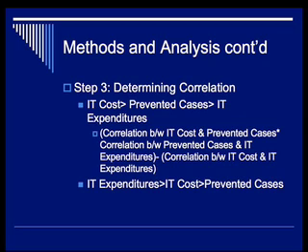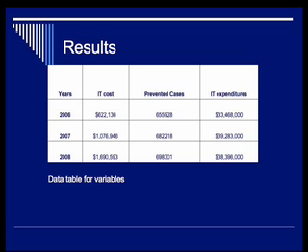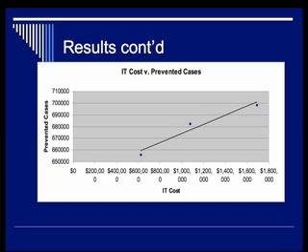For the second, we determined that if there was a lower number of IT expenditures, then it would increase the amount that can be spent on IT, which will further increase the number of prevented cases. The calculation was similar. Here are our results. This table shows the collected data for 2006 through 2008. This graph shows a positive correlation between IT costs and prevented cases.